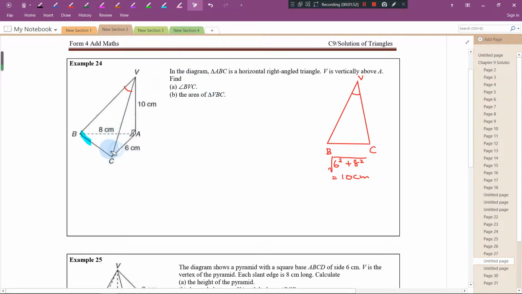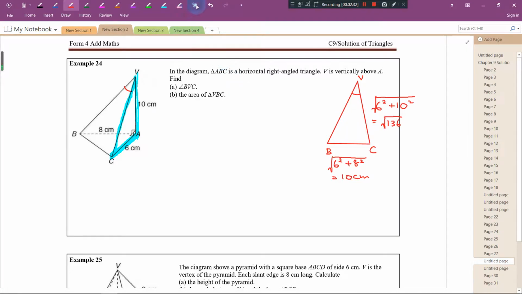Okay, now we try to get the length for VC. Now focus here. We have another right angle triangle here, VCA, and VC is the hypotenuse of this right angle triangle. So if we want to find VC, we just take 6 squared plus 10 squared, square root it. So this will be equal to square root 136.